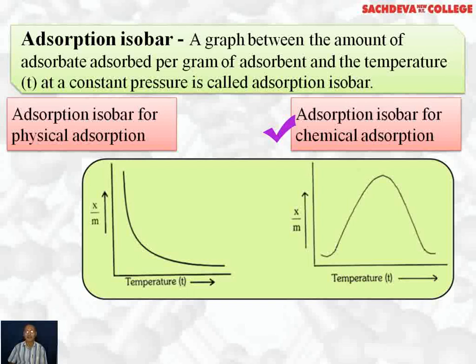Next graph is adsorption isobar for chemical adsorption. In the case of chemical adsorption, x over m first increases with the increase in temperature and it becomes maximum at a particular temperature. After that, if we increase the temperature, extent of adsorption starts decreasing. What is the reason for that? In the beginning, we need some energy so as to overcome activation energy. But at high temperature, the bonds between adsorbate and adsorbent will start breaking and extent of adsorption will decrease.